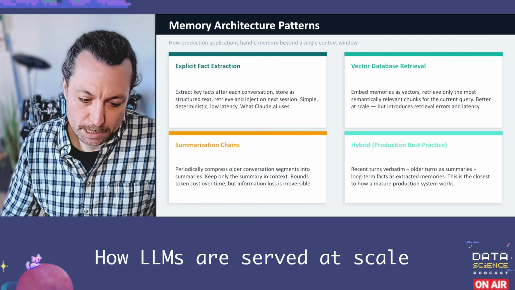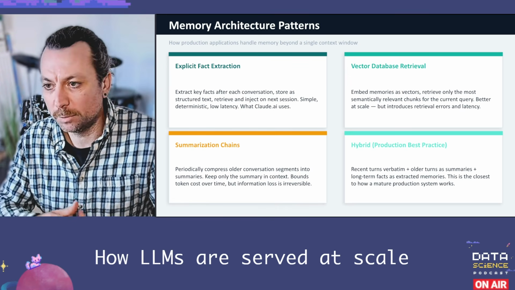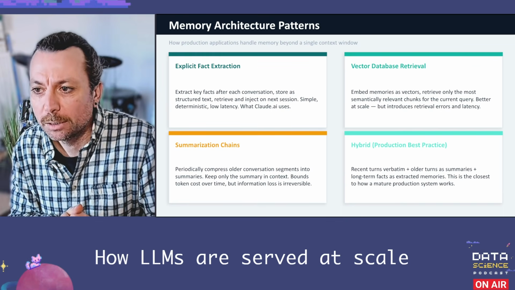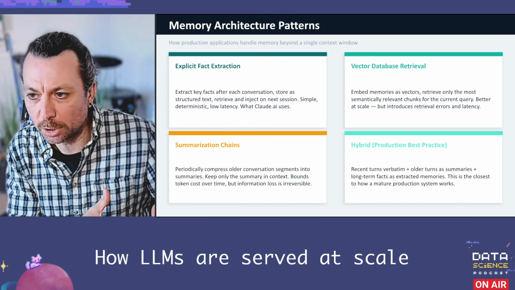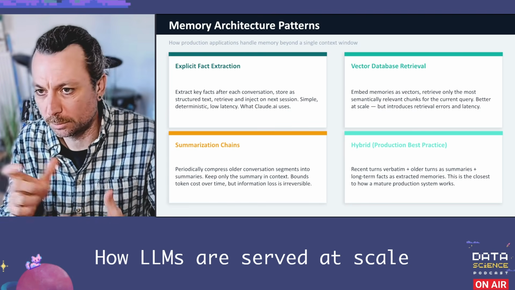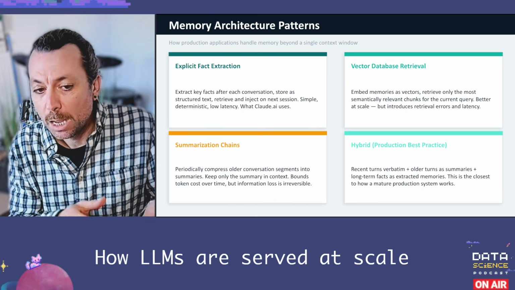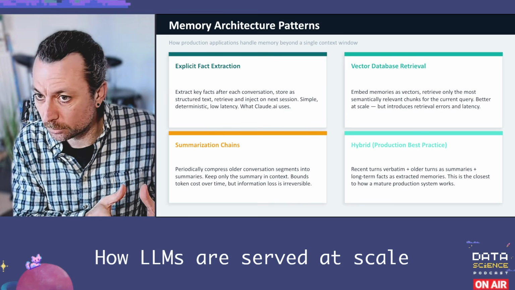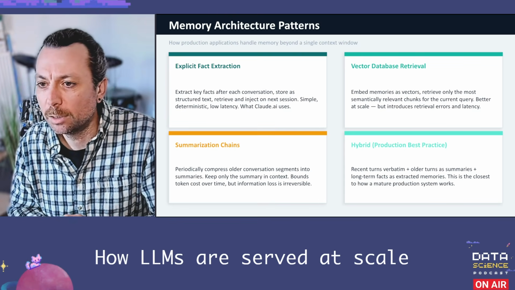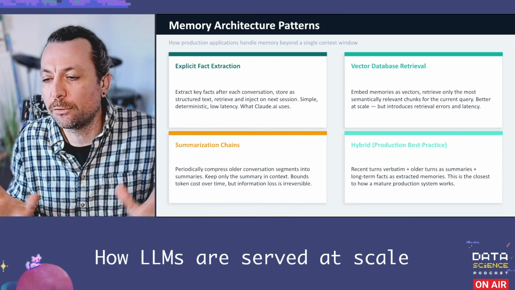Now, what happens in even more sophisticated systems is, in fact, hybrid. This is the best practice so far, which is essentially a combination of all three. So recent turns, the turns being like user turn, assistant turn, user turn, assistant turn in a chatbot experience, are passed as they are, verbatim, plus older turns are summarized. So think about old memories, memory from the far past. And then, of course, we have long-term facts, the things that you should never forget.